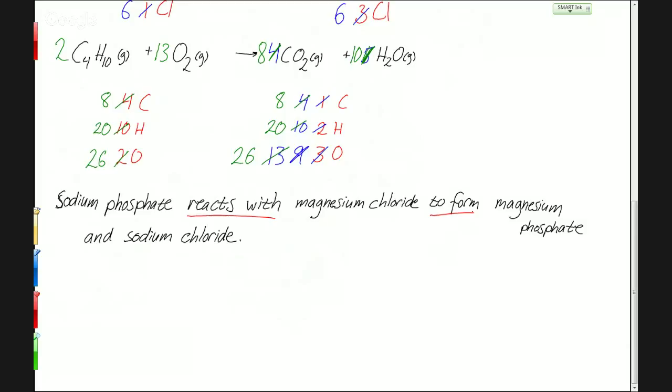If you don't have a periodic table with you, sodium is Na, magnesium is Mg, chloride is Cl, and phosphate is a polyatomic ion that you should know from the list.